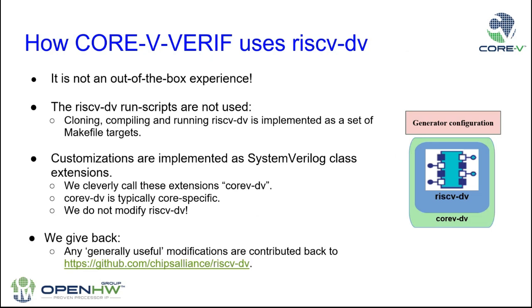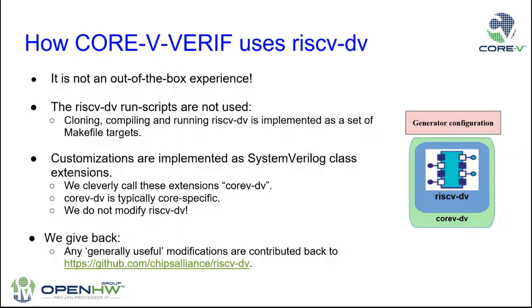Okay, so that's about riscv-dv. I want to talk about how we use it. You see on the little graphic on the right-hand side, we've got a blue box that I'm calling riscv-dv, and around it is a green box that we call core5dv. So we don't use riscv-dv out of the box.